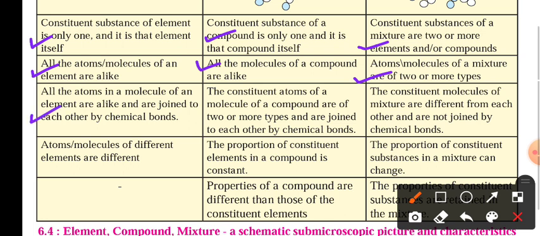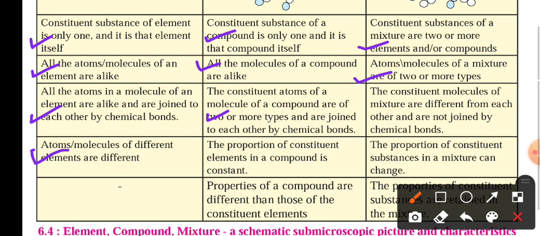All the atoms in a molecule of an element are alike and are joined to each other by chemical bonds. The constituent atoms of a molecule of a compound are of two or more types and are joined to each other by chemical bonds. On the other side, when we talk about mixtures, the constituent molecules of a mixture are different from each other and are not joined by chemical bonds. In the same way, the atoms and molecules of different elements are different.